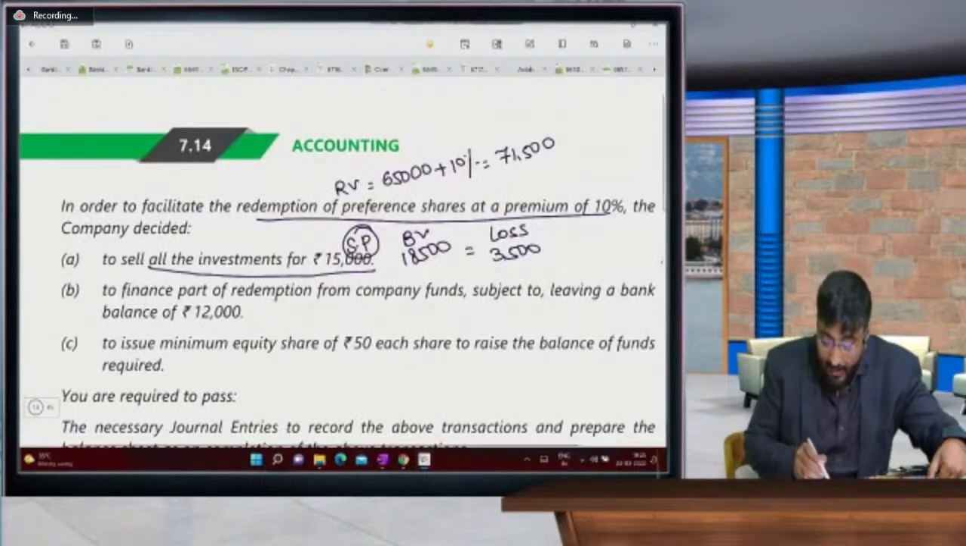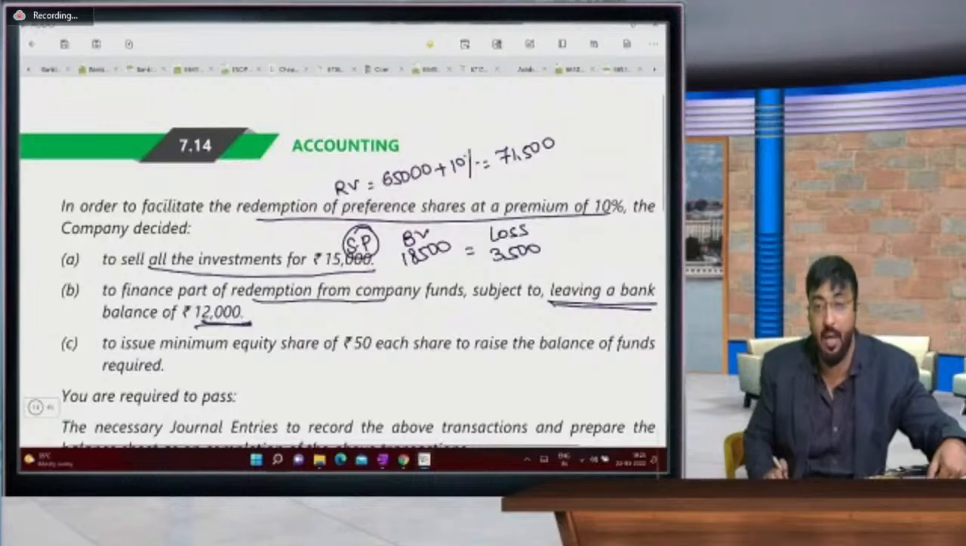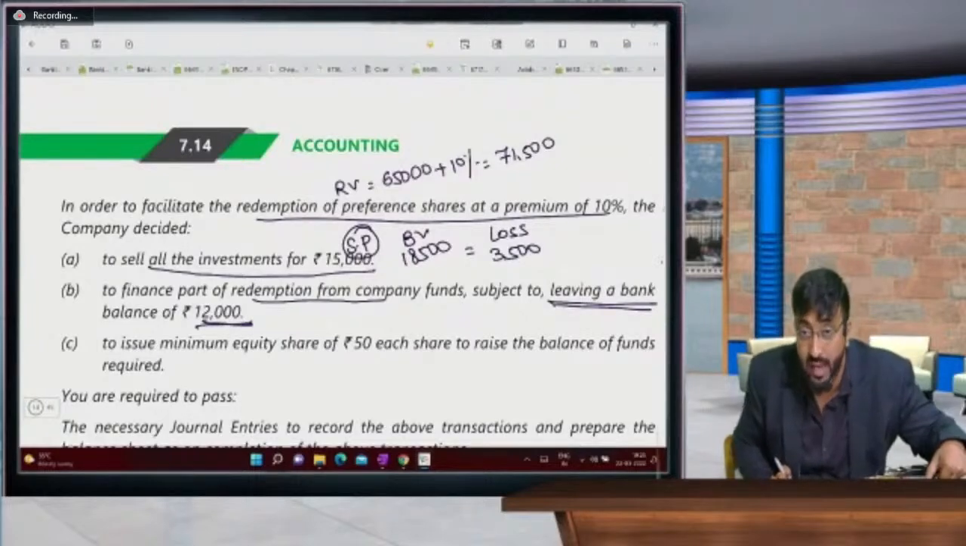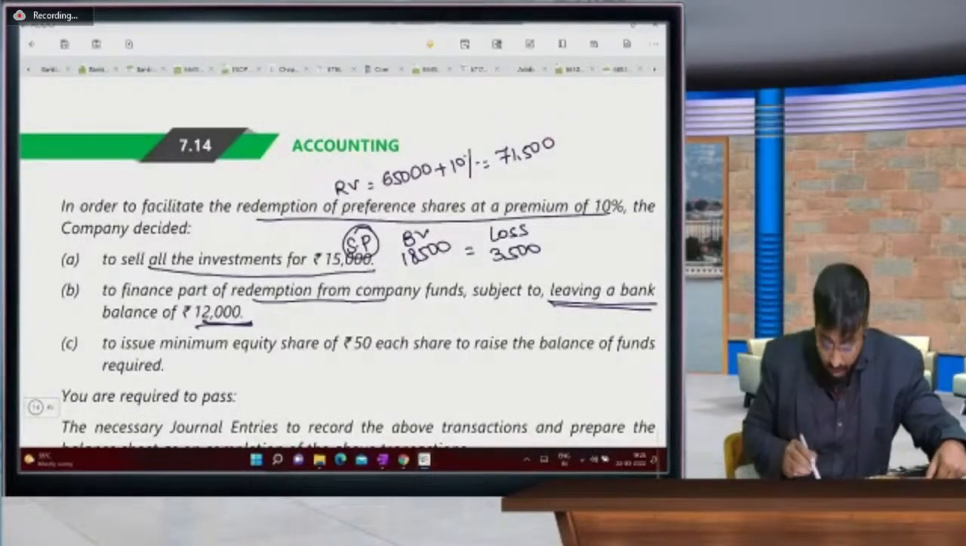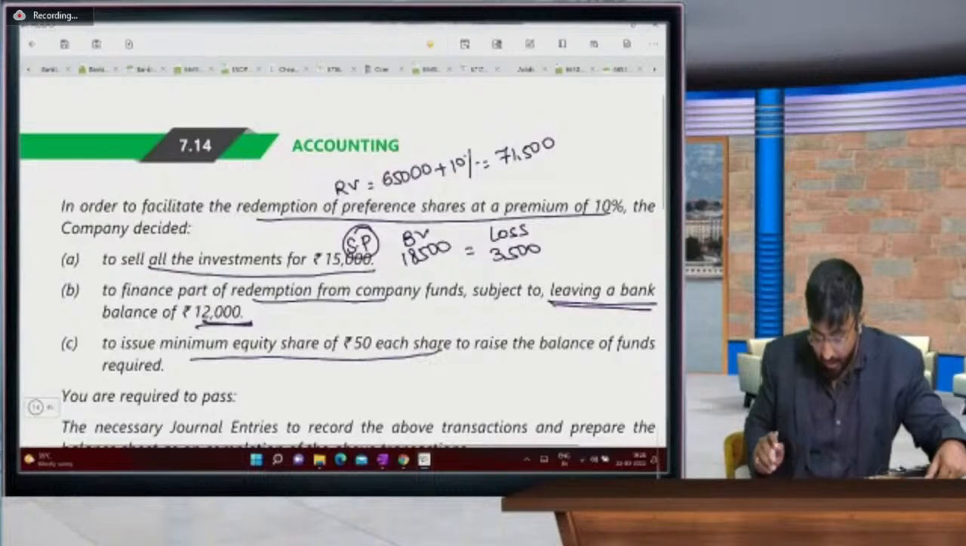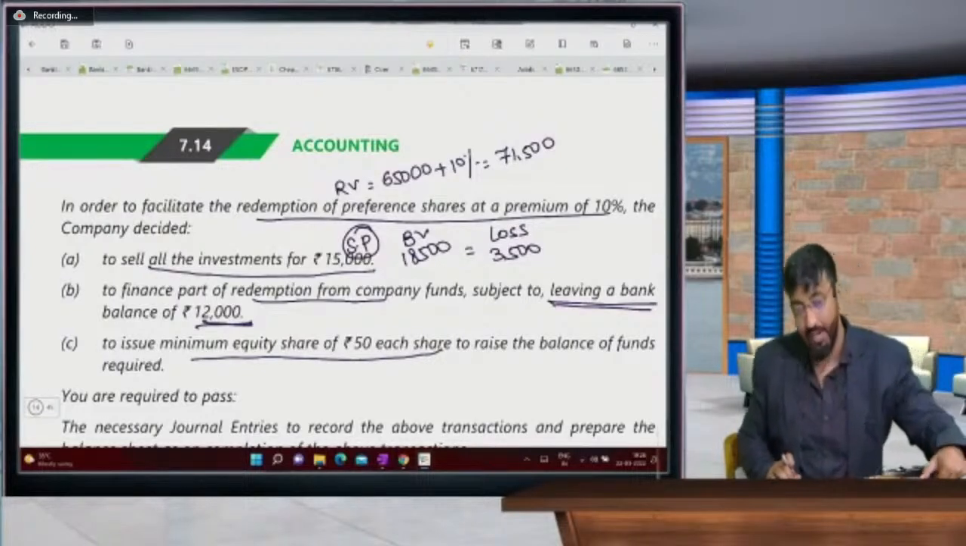To finance the redemption, leaving a bank balance of 12,000. So what is the bank balance we have? 12,000 is the bank balance. Okay, so this is the new adjustment. And issue minimum equity shares of 50 each to raise the balance of funds required. Okay, sir.